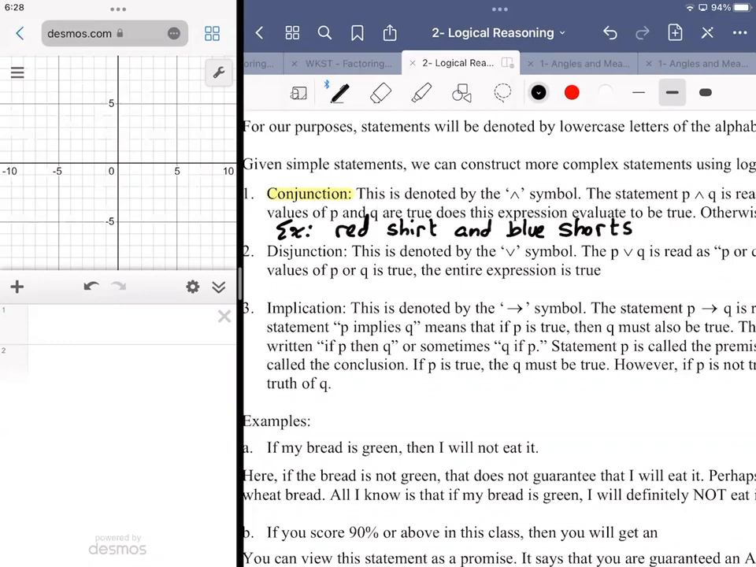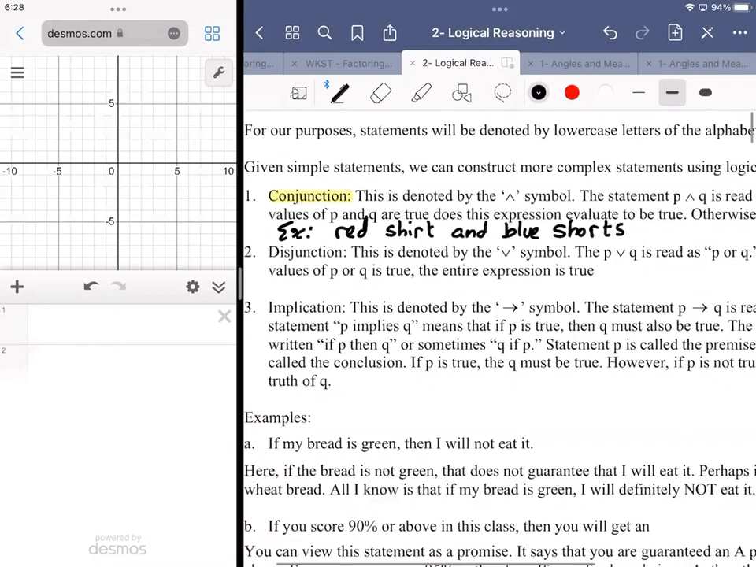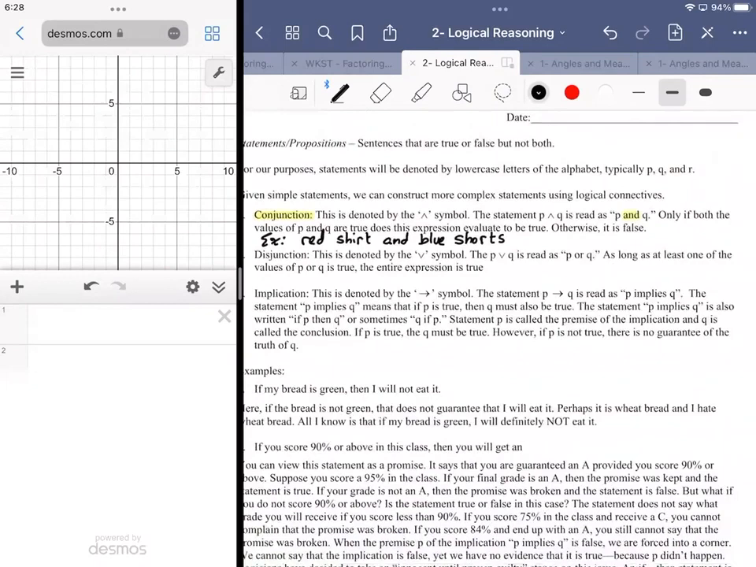All right, red shirt and blue shorts. So if both of these conditions are not met, then the sentence is false. The elements that make up your conjunction need to be propositional in the sense that they have to have a truth value. There's no gray area. It's either true or false, right? There must be some way of evaluating, right?